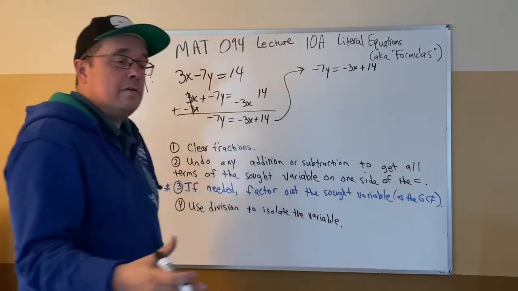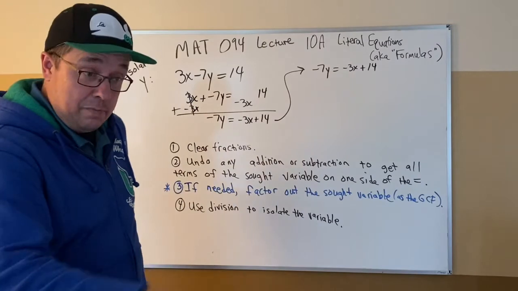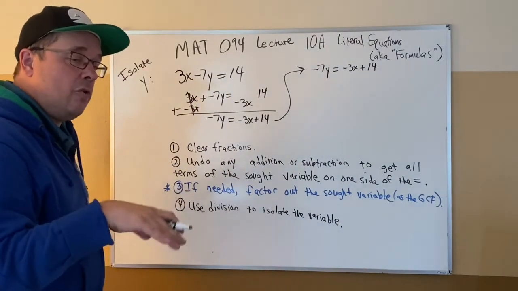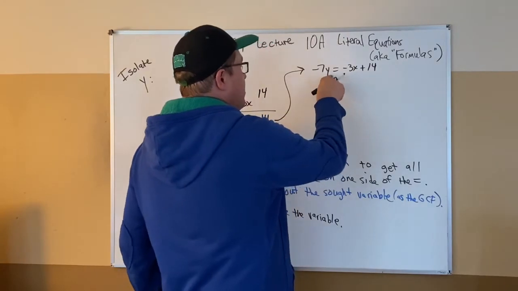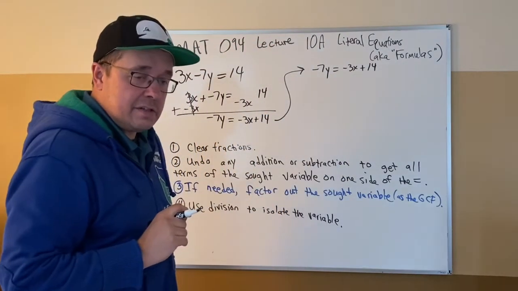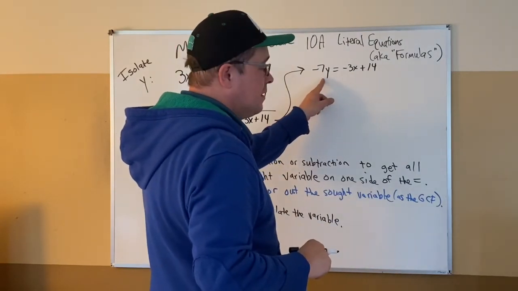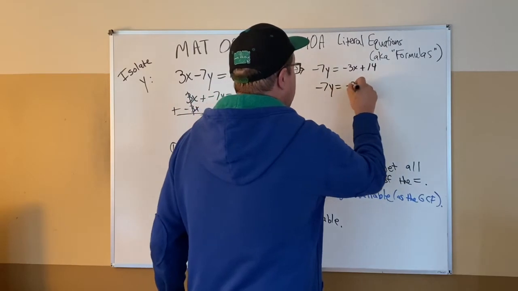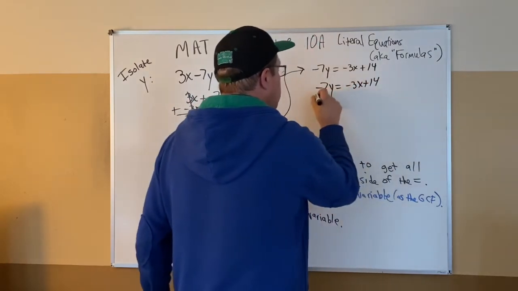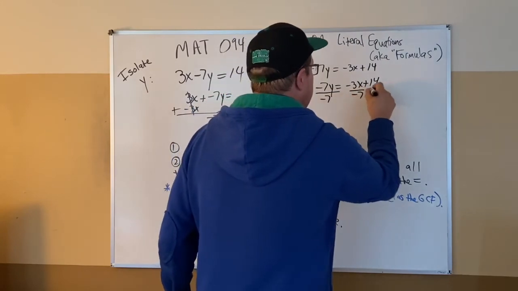Now we're not done because I didn't say isolate negative 7y. If I did, you would be done, but no, I need to isolate plain old 1y. Now what's going on between the 7 and the y? It is not subtraction, it is multiplication, and it is negative 7 that is multiplied by y. So what do we have to do? We take our negative 7y, is negative 3x plus 14, and we divide each term by negative 7.